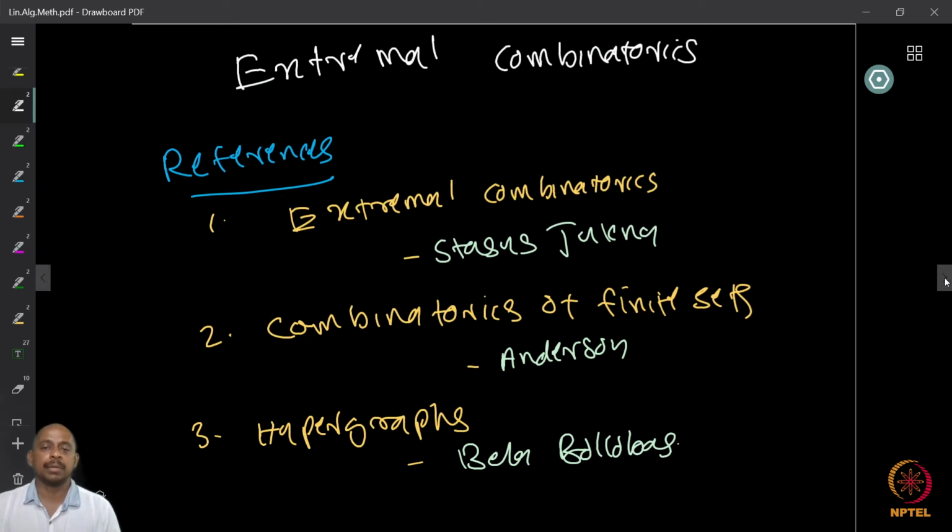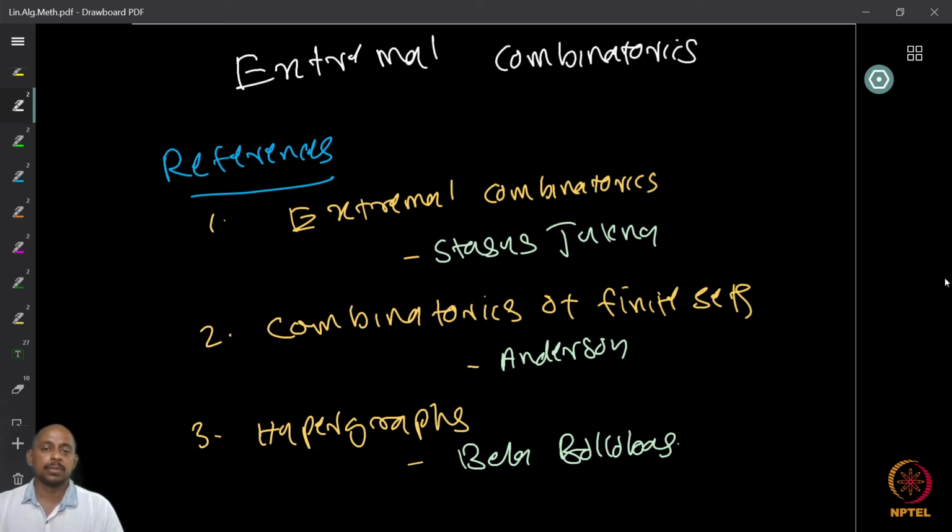Then we have extremal combinatorics, which looks at extremal set theory or extremal questions, like, for example, the sunflower lemma or the Erdős–Ko–Rado theorem. These kinds of results are beautiful and very powerful results from extremal set theory.